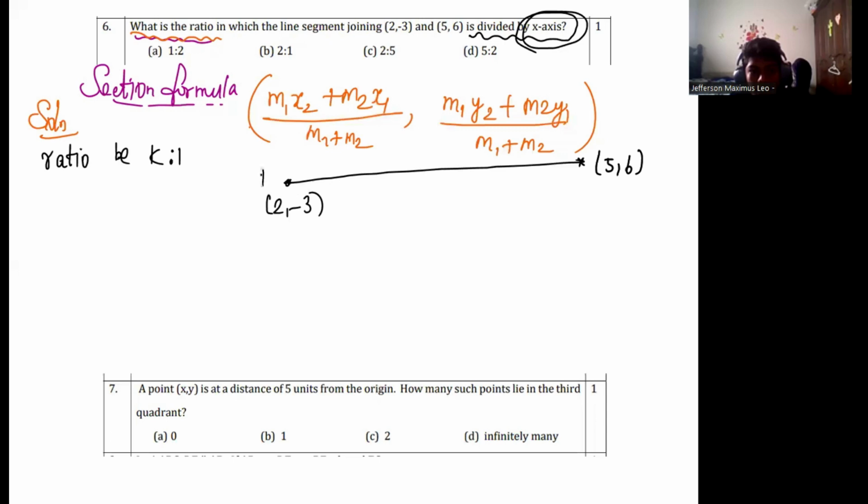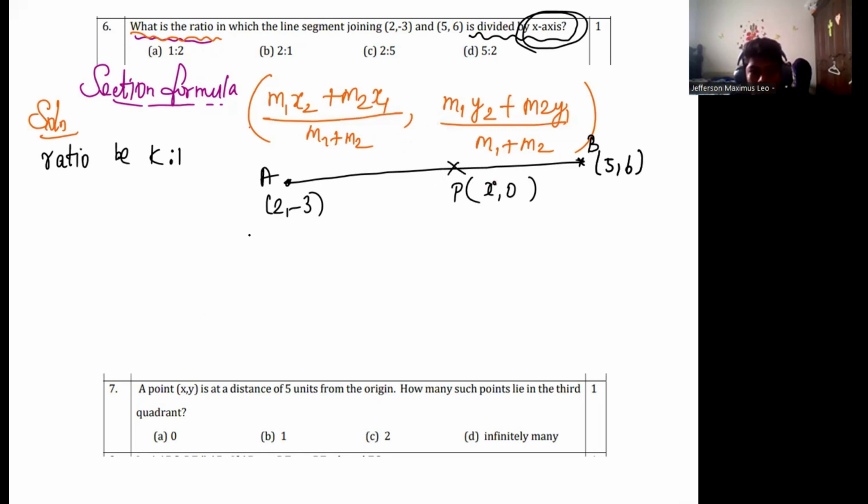Suppose we know these two points as A and B. In between, anywhere, the point of division is lying. That's P. The point of division is here on the x-axis. So on the x-axis, all points are of the form (something, 0). We take it as (x, 0) or any variable, 0. Now we will apply our terms in our formulas.